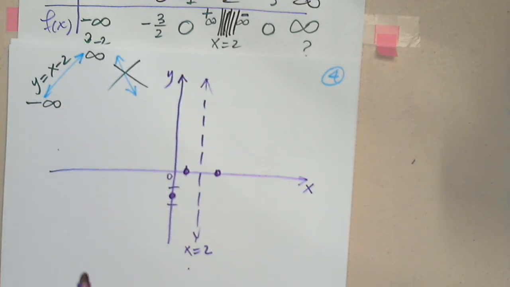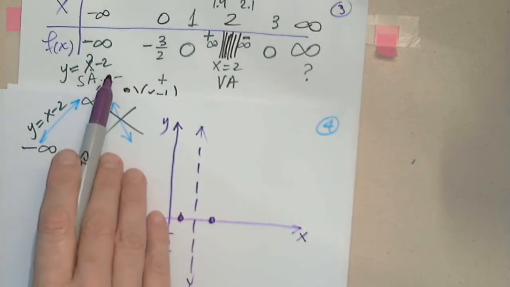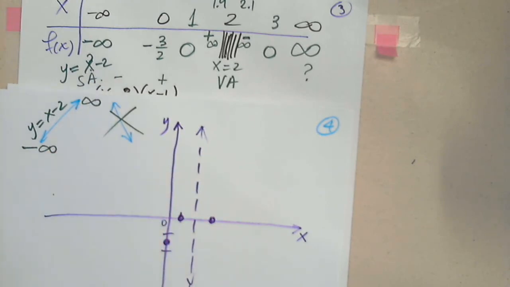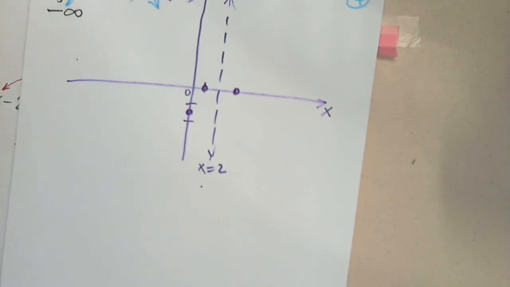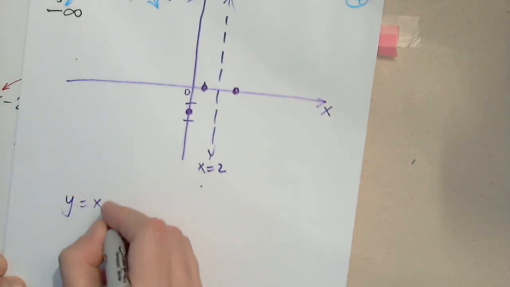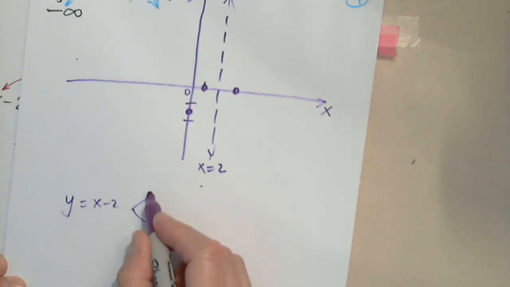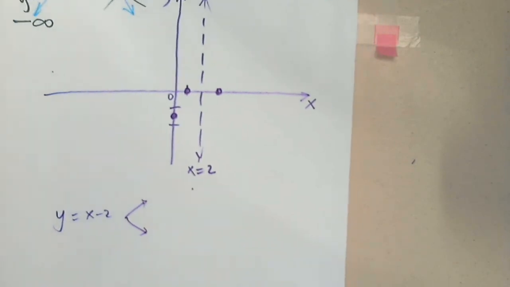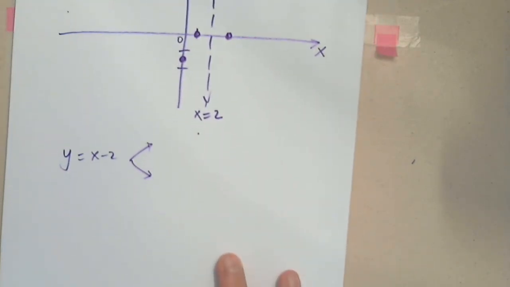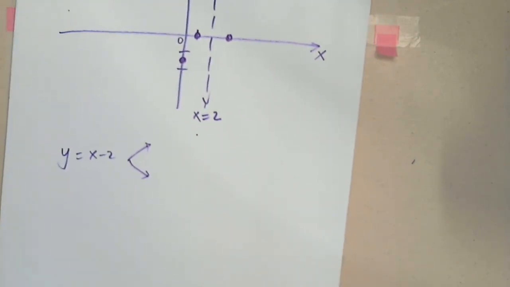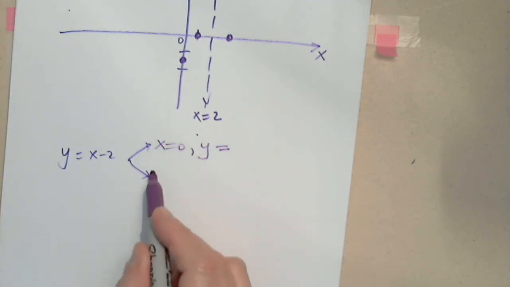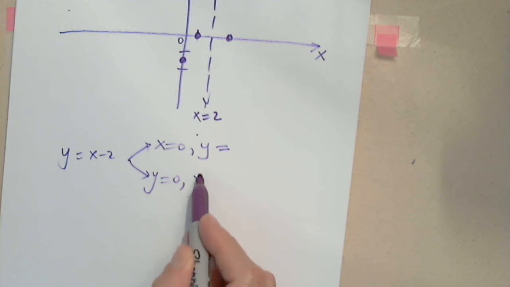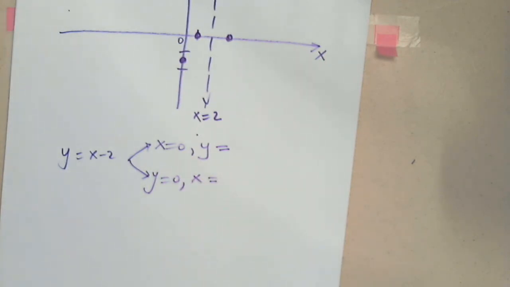Before I start, I have to graph y equals x minus 2. We've done that a long time ago. How do I graph y equals x minus 2? I need 2 points. I need the x and y intercepts. I have to make x equals 0 and determine y, and then I have to make y equals 0 and determine x.